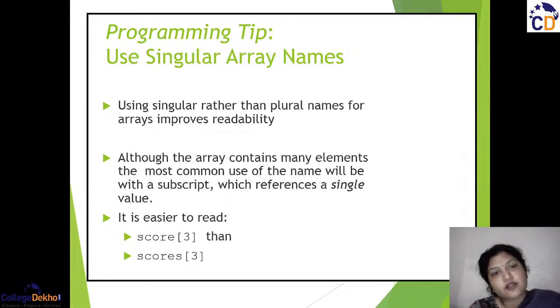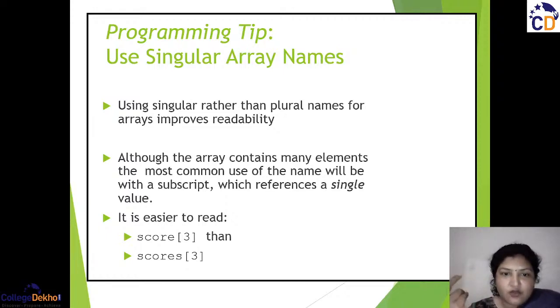Use singular array names. Now, using singular rather than plural names for arrays improves readability. Like score[3], then scores[3]. So it would be like, if your array is already a collection that contains the elements, so why use a plural? Always use singular names for defining an array. It is easy to read. Score[3], then scores[3].